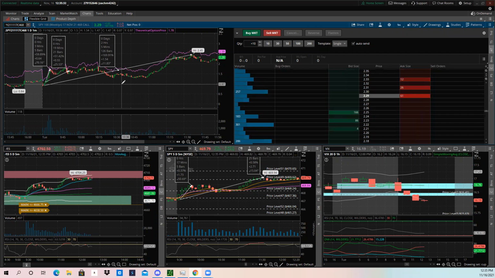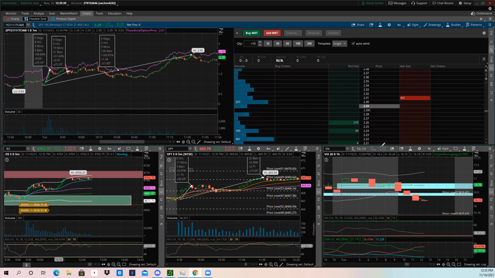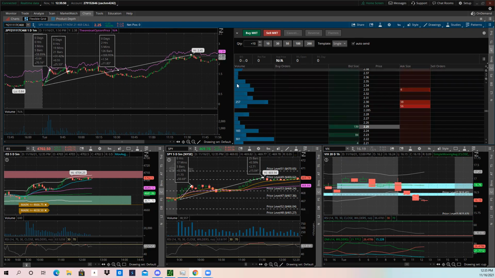So with that being said, I know this looks a little bit complicated. If all these different screens look a little complicated to you, go to the description. I've got a link in the description explaining how I set these screens up and what I use, what studies I use, and how I get this set up.